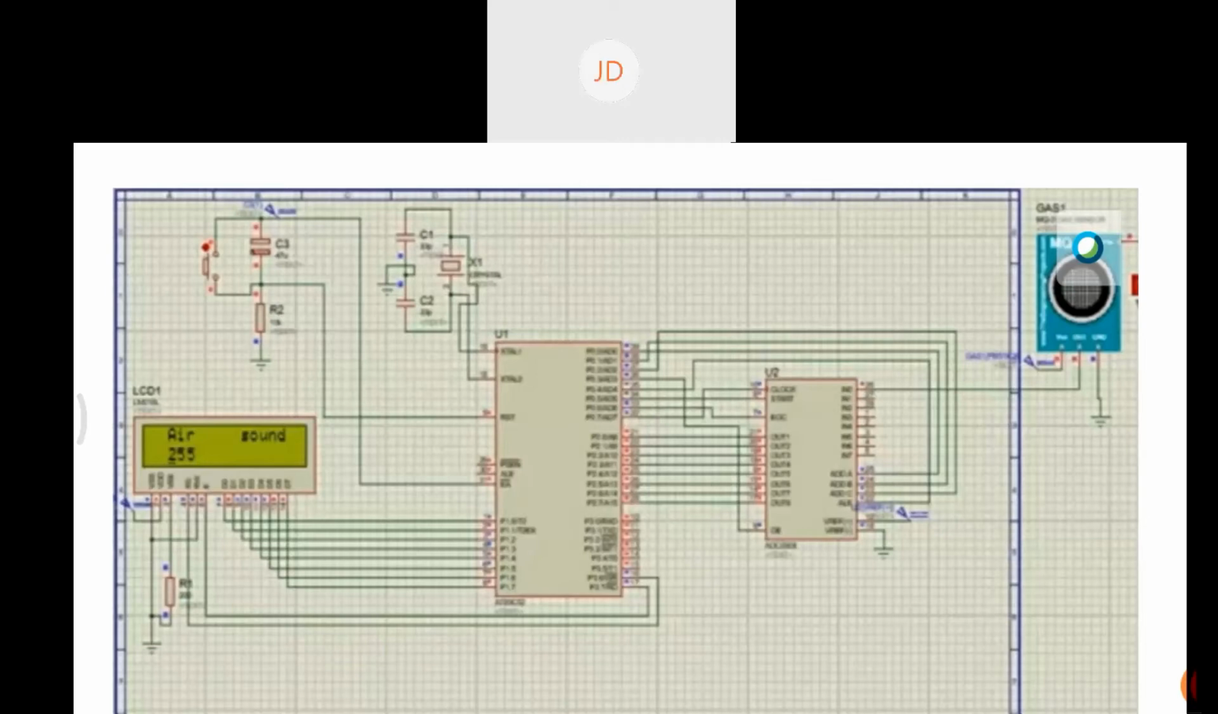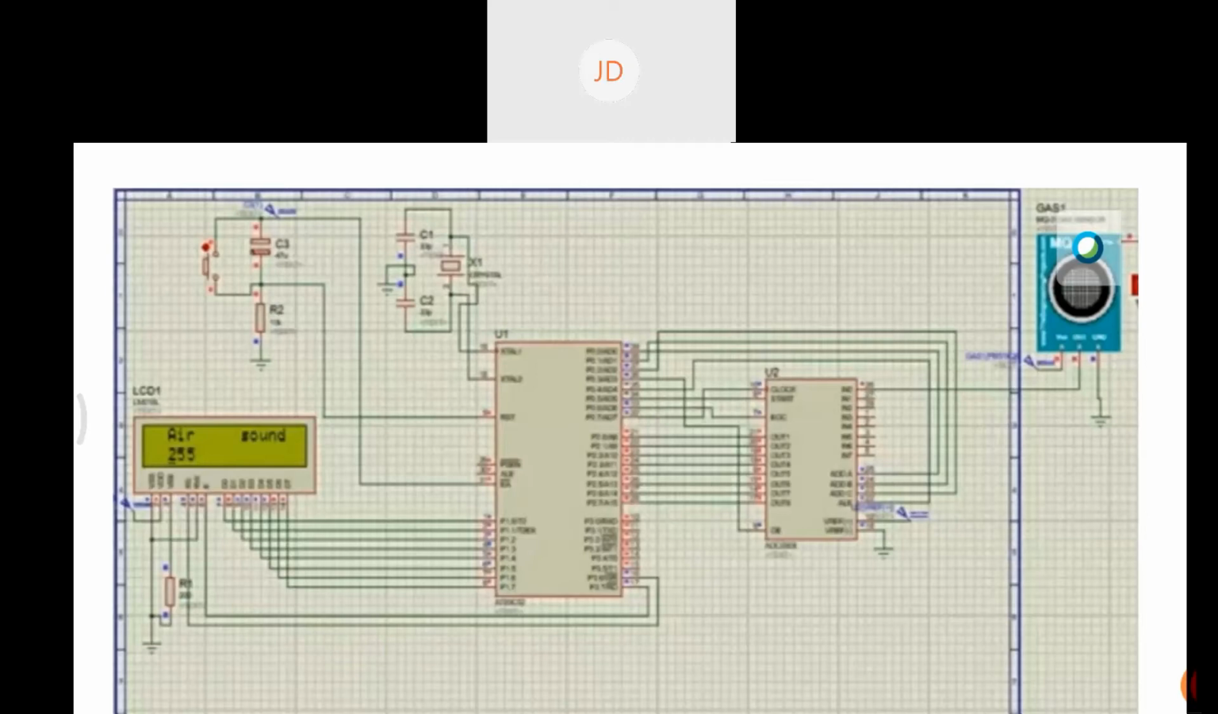The LCD is connected to port 1 because no external pull-up resistor is required there. The ADC is connected to port 0 and port 2. Port 0 has an internal pull-up resistor. Therefore, we connect it to the ADC, and port 2 is bidirectional. Now the 7805 is not required here because a 5 volt power supply is present in our Proteus model.